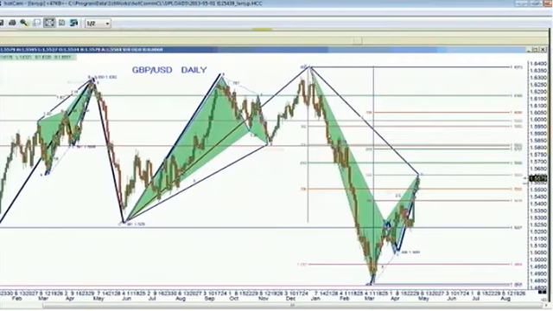The yen has already topped. We believe that happened back at the 94.30 to 40 level last week, and so that seems to be in vogue.